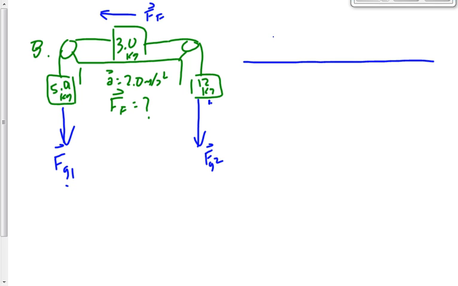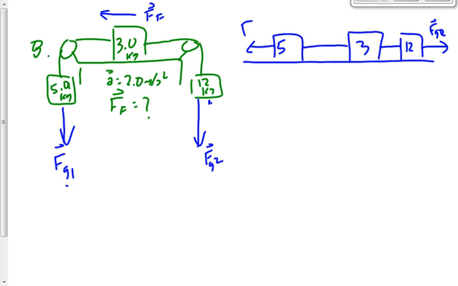What I want to do is change it to look like this. If I've got a 5 kilogram object, a 3 kilogram object and a 12 kilogram object, I've got FG1 acting to the left, and FG2 acting to the right. I also have a force of friction acting on this. It's going to go to the left because the net motion is to the right, and we know that because the 12 kilogram object is heavier.